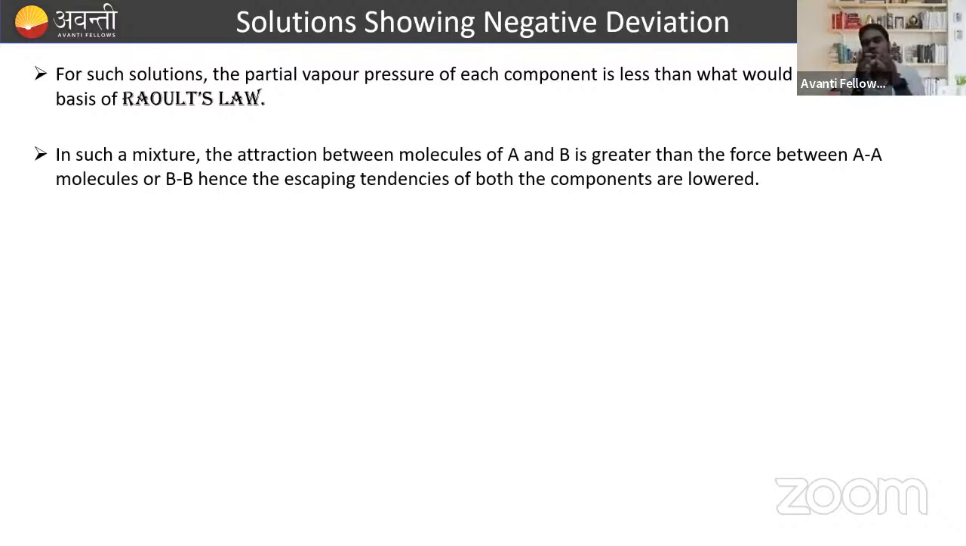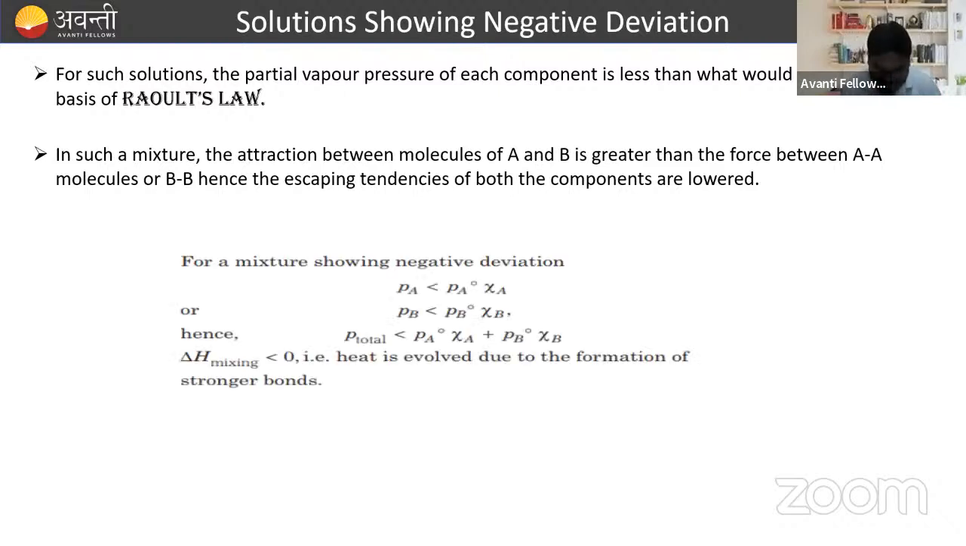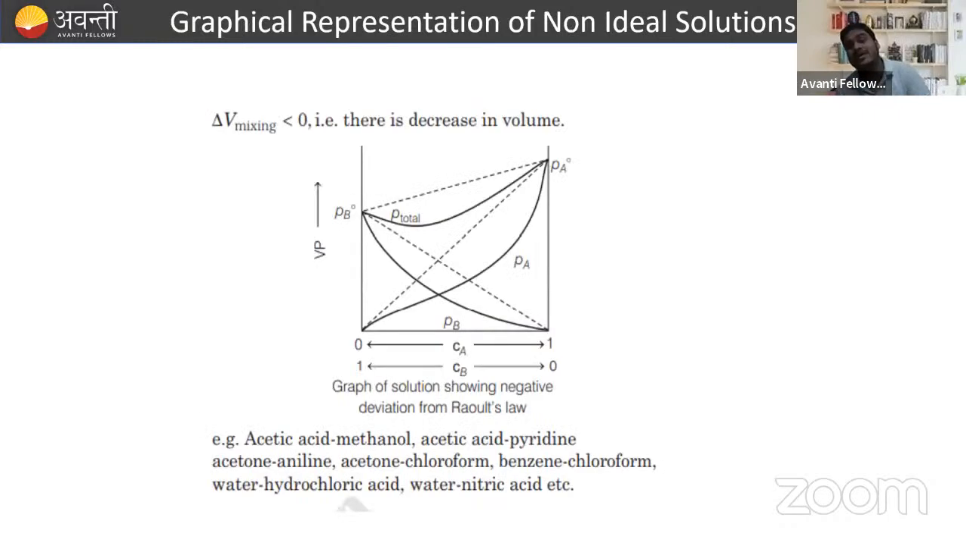Why? Because if the force of attraction between the solute and solvent is more, then it is very difficult to escape, or we say the escaping tendency decreases. Due to this, less vapor will be produced, so it will produce the negative deviation, that is, the vapor pressure comes out to be less than what we would expect from Raoult's law. Similarly, delta H of mixing is less than 0, which means heat is evolved due to formation of a strong bond. Delta V is also less than 0 because there is a decrease in the volume.